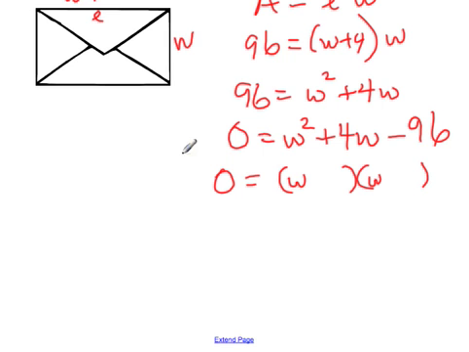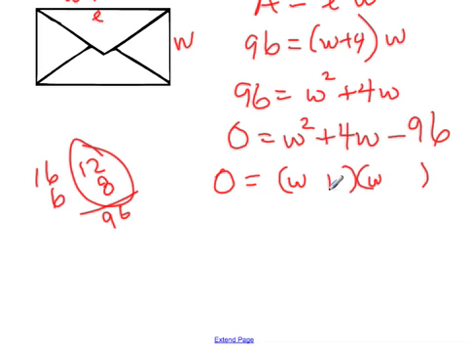Let's see. 16 times 6, that's 96, but the difference there is 10. How about 12 times 8? Is that right? 8 times 12 is 96. Yeah, that's right. And there's a difference of 4 there. Aha, got it. So I have to put a 12 here and an 8 there. This is positive, so the bigger number is positive, and this one's negative. There, perfect. Okay, so now I can use the 0 property because I made it equal to 0.